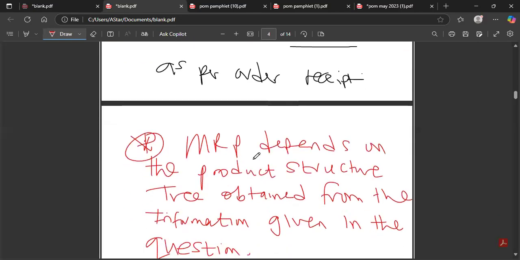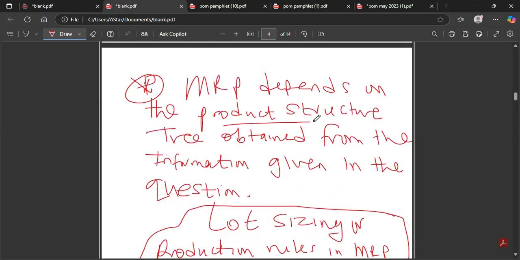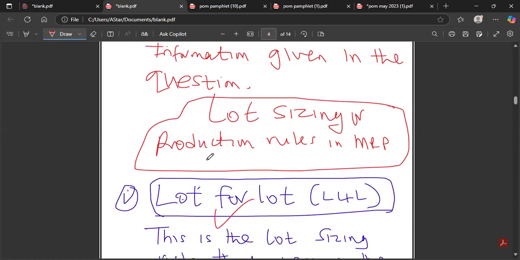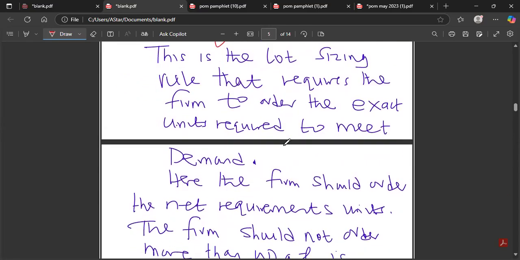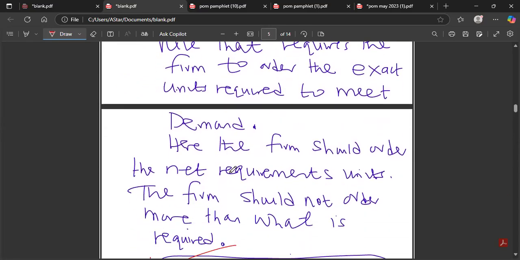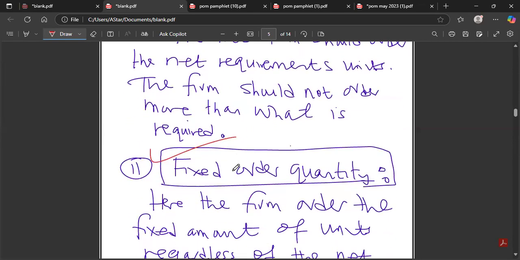And then the lot sizing rules. MRP depends on the product structure tree obtained from the information given in the question. Lot sizing or production rules in MRP: the first one is lot for lot, where you produce the exact units required to meet demand. Here, the firm should order the net requirements units. The firm should not order more than what is required.